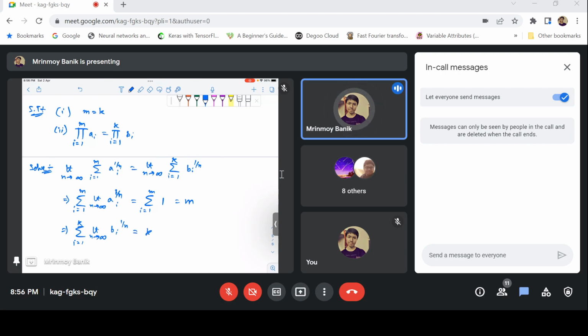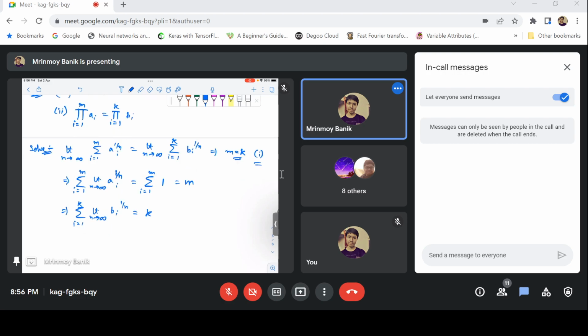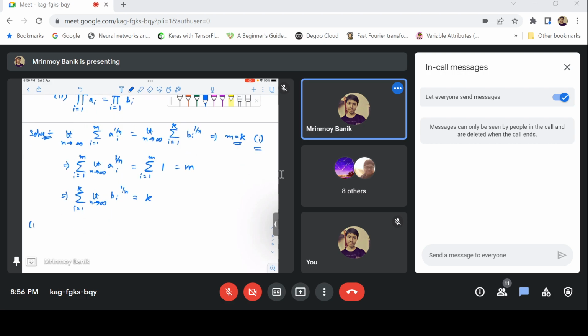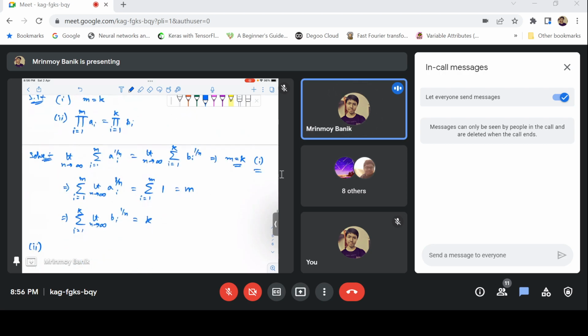The RHS adds up to k. And so this implies n equals k. So we are done with claim 1. Now for 2, we can take log on both sides.